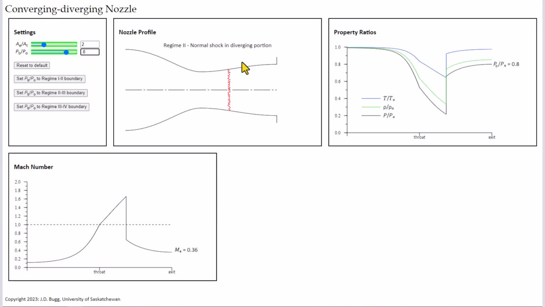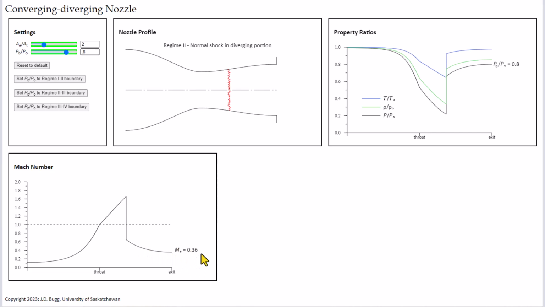If we look at the Mach number profile, we have Mach 1 at the throat. The Mach number increases to a supersonic value past the throat, and then drops from a supersonic value down to a subsonic value across the normal shock. We have subsonic flow up to the throat, supersonic flow from the throat to the normal shock, and then subsonic flow downstream of the shock. Now, downstream of the normal shock, we have a diverging section and a subsonic flow, so the Mach number reduces to 0.36 at the exit.